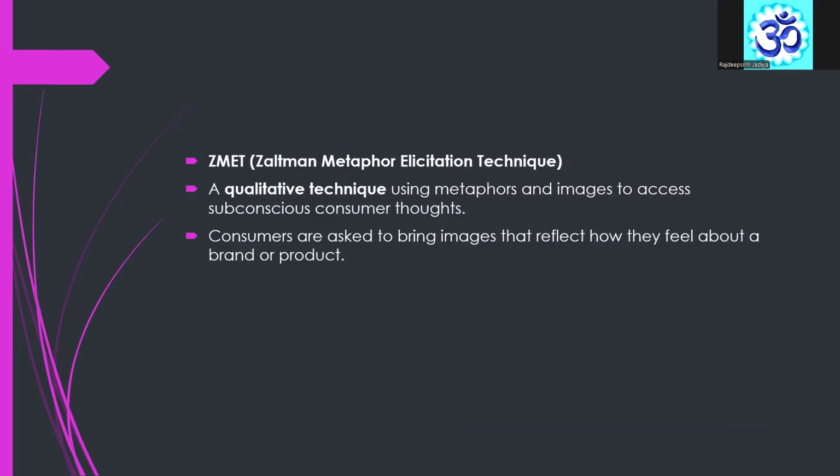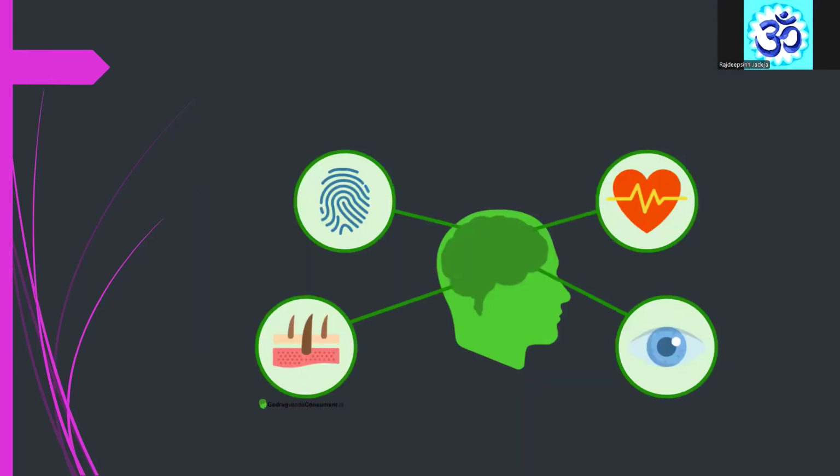Then there is the ZMET, which is the Zaltman Metaphor Elicitation Technique, which is a very exotic subject in itself. A qualitative technique using metaphors and images to access subconscious consumer thoughts. So it is more of a neurology and less of a marketing. Consumers are asked to bring images that reflect how they feel about a brand or a product. So this is ZMET.